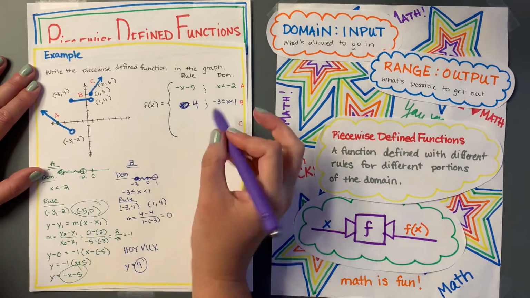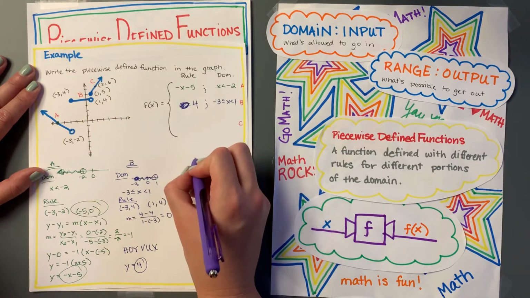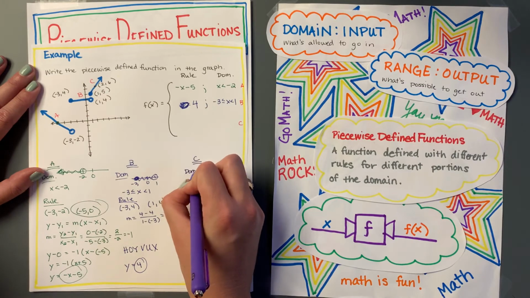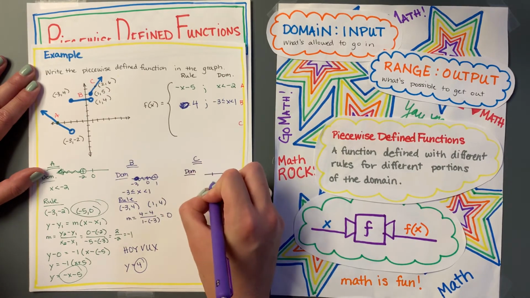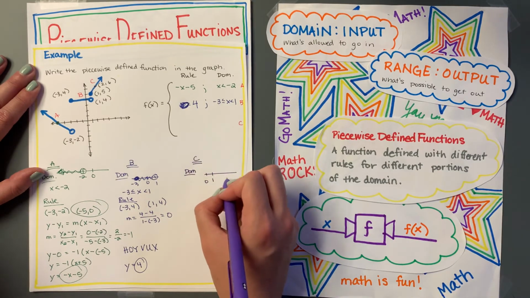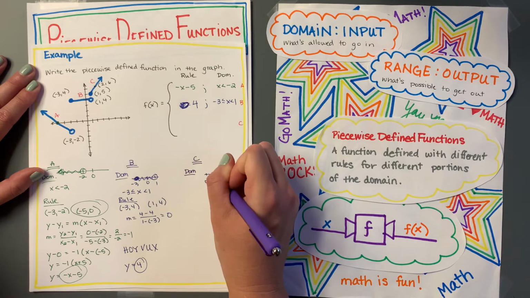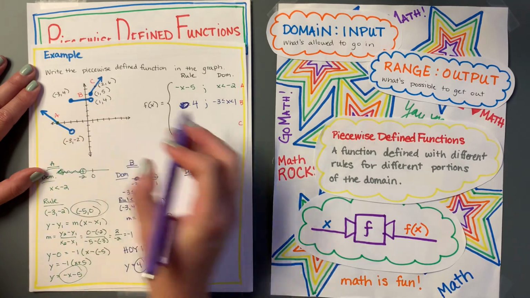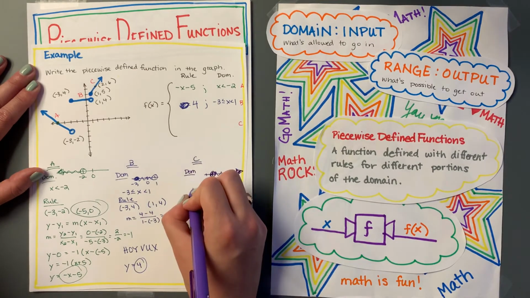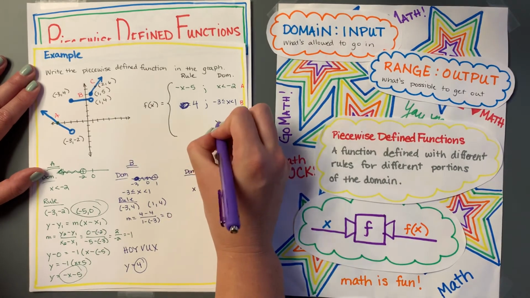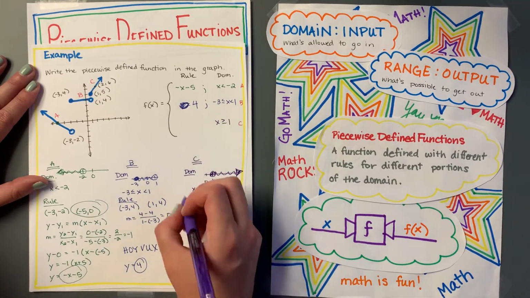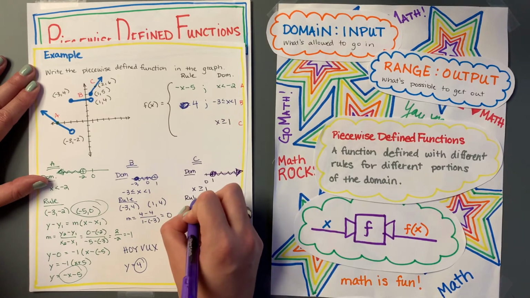Okay? So now I'm moving on to part C. So for C, I'm looking at the domain, and I have 1. So let's mark 0 on here. And I have a shaded circle at 1 right there, shading to the right. So this is going to be x is greater than or equal to 1. So my domain for that third portion is x is greater than or equal to 1. Now let's find the rule.